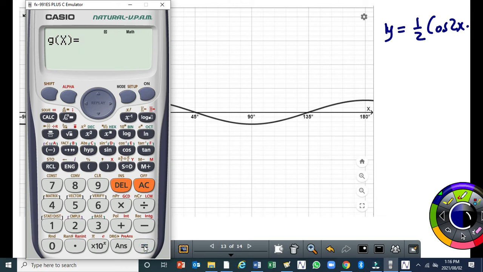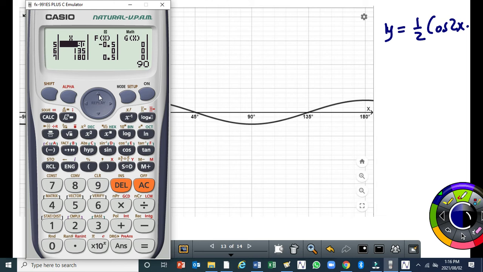Then you press equals to ask for g of x, you put 0. Then where are we starting? From minus 90 again. And then we are stopping at 180 degrees. Our step is the period over 4. The period is exactly as this one, so it's 45. Our step is 45 degrees. And then you get your table with your x and your y values. Remember, we are only using column 1 and column 2. We don't need column 3.